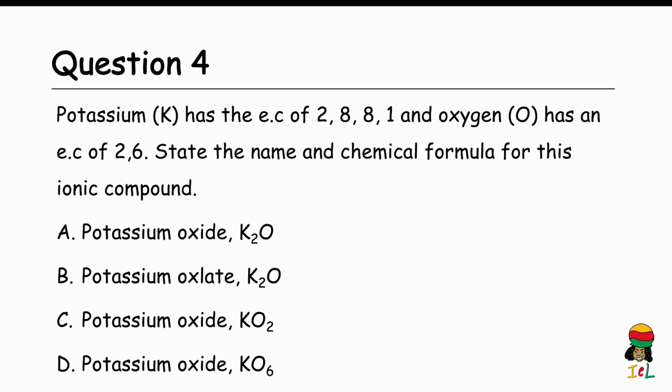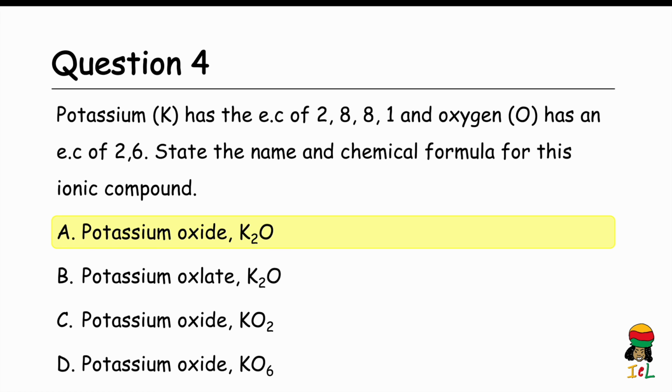Question 4. Potassium, chemical symbol K, has the electron configuration of 2,8,8,1, and oxygen, chemical symbol O, has an electron configuration of 2,6. State the name and chemical formula for this ionic compound. A. Potassium oxide, K2O. B. Potassium oxalate, K2O. C. Potassium oxide, KO2. D. Potassium oxide, KO6. The answer is A, potassium oxide, chemical symbol K2O.